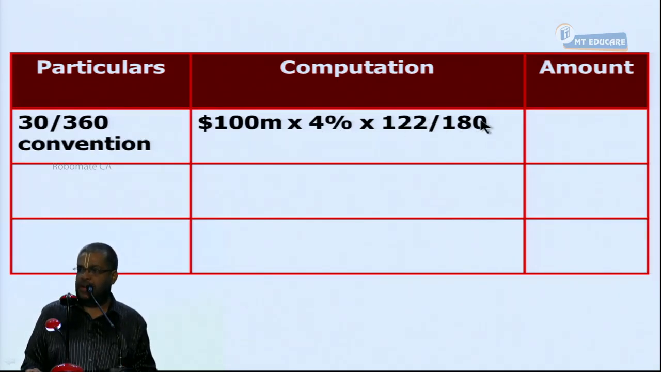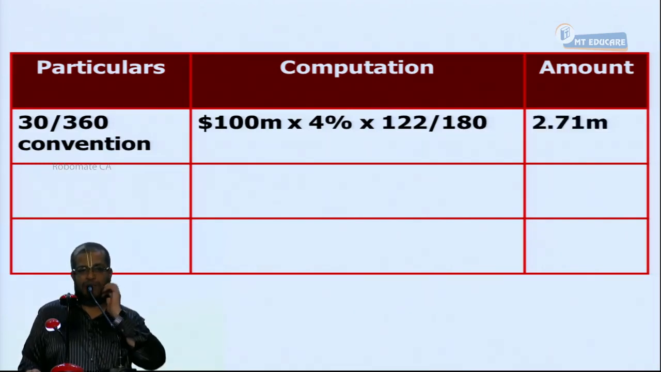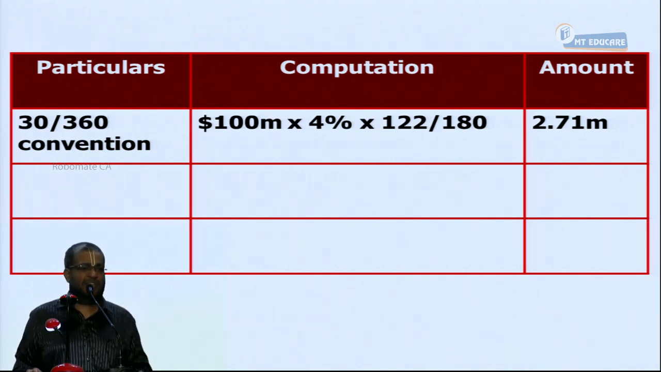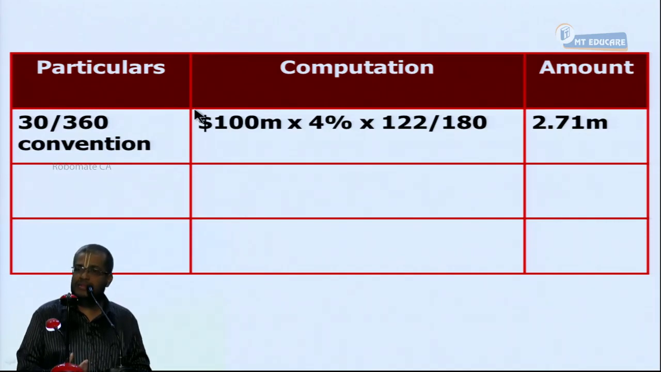120 days out of how many days here? 180 days. If you calculate, I will be getting 2.71 million as interest. This is called as what convention? 30 by 360 days convention. Yes or no?